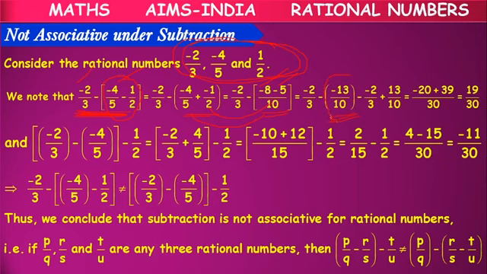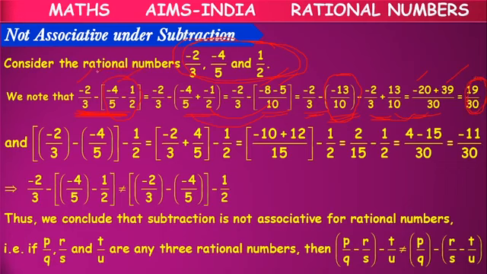This is the simplification of the difference of the second and third. Now we are subtracting it from the first. For 3 and 10, what is the LCM? 30. 10 times 3 is 30, minus 20. 10 3s are 30, plus 39. What is the answer? 19 by 30.